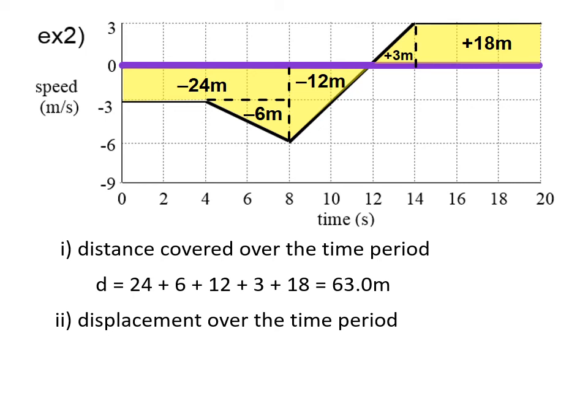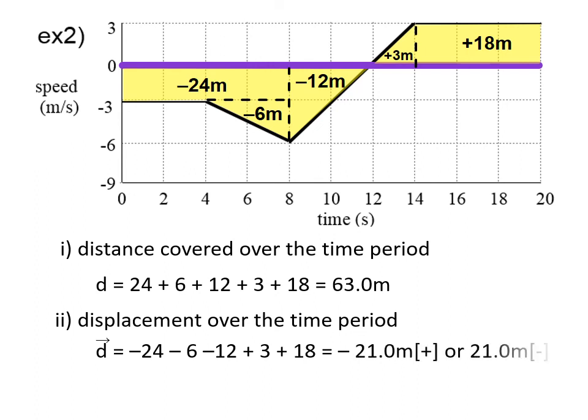Now for displacement, I have to take into account direction. So my displacement equals -24, subtract 6, subtract 12, plus 3, plus 18. And that gives me -21.0 meters in the positive direction, or I could have written it as 21.0 meters in the negative direction, because I went backwards more than I went forwards.